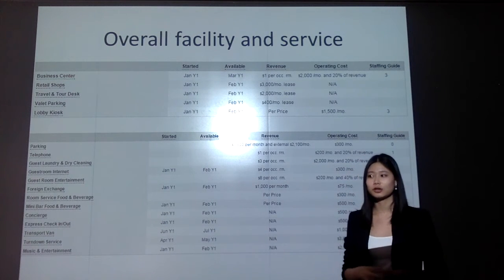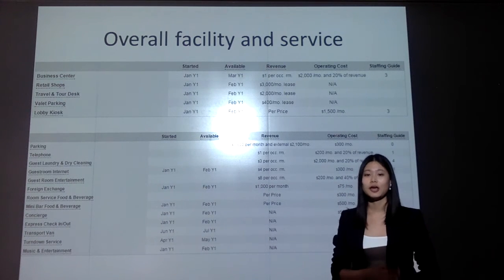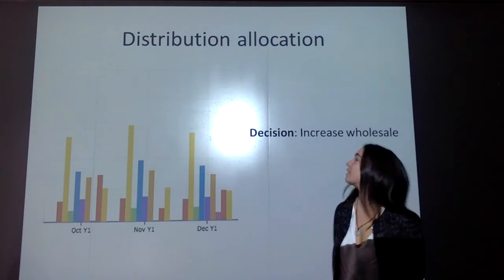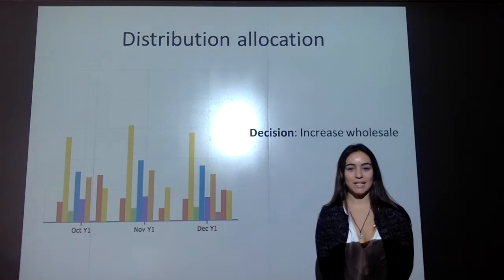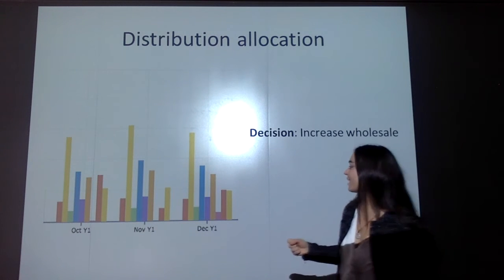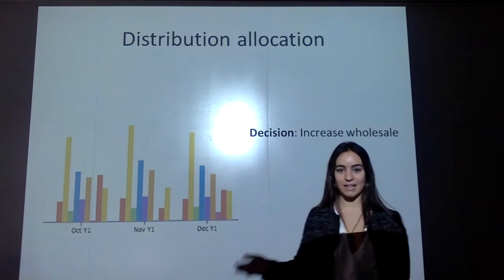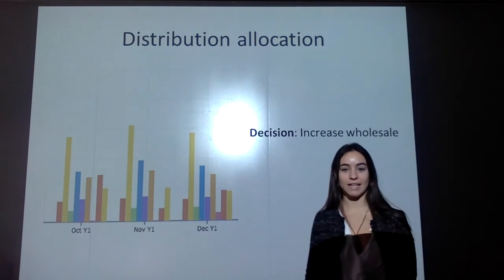So in the conclusion, according to our guest survey and feedback, they're very satisfied with our facilities. For quarter 4, for the distribution allocation we decided to give some rooms to wholesale, given that the high season was already over and it was our best attempt at attracting the majority of guests possible.